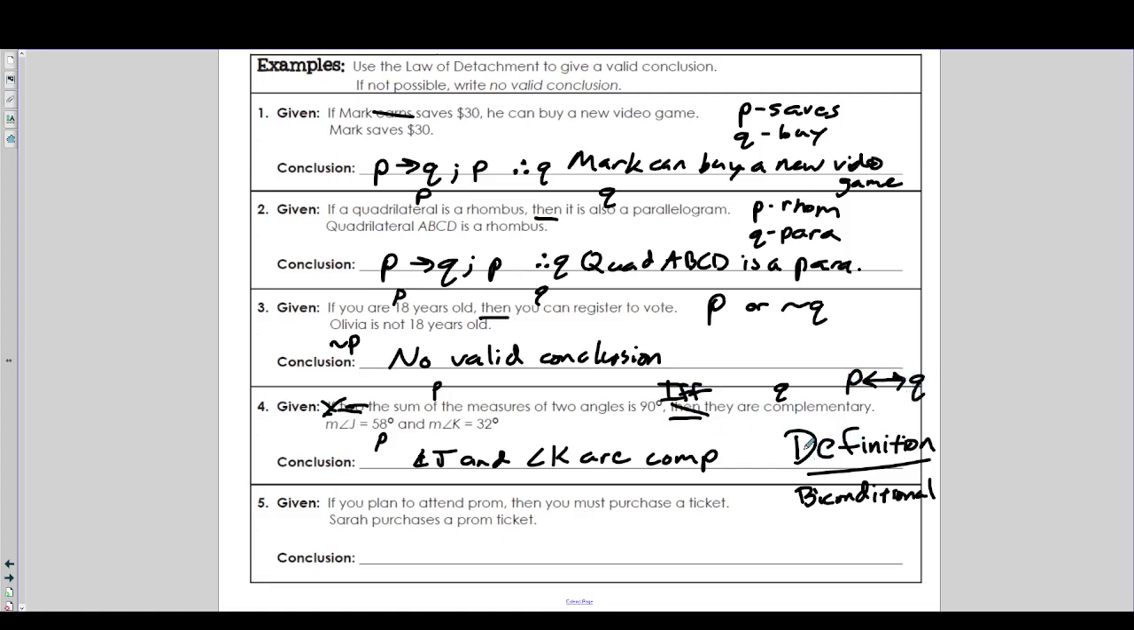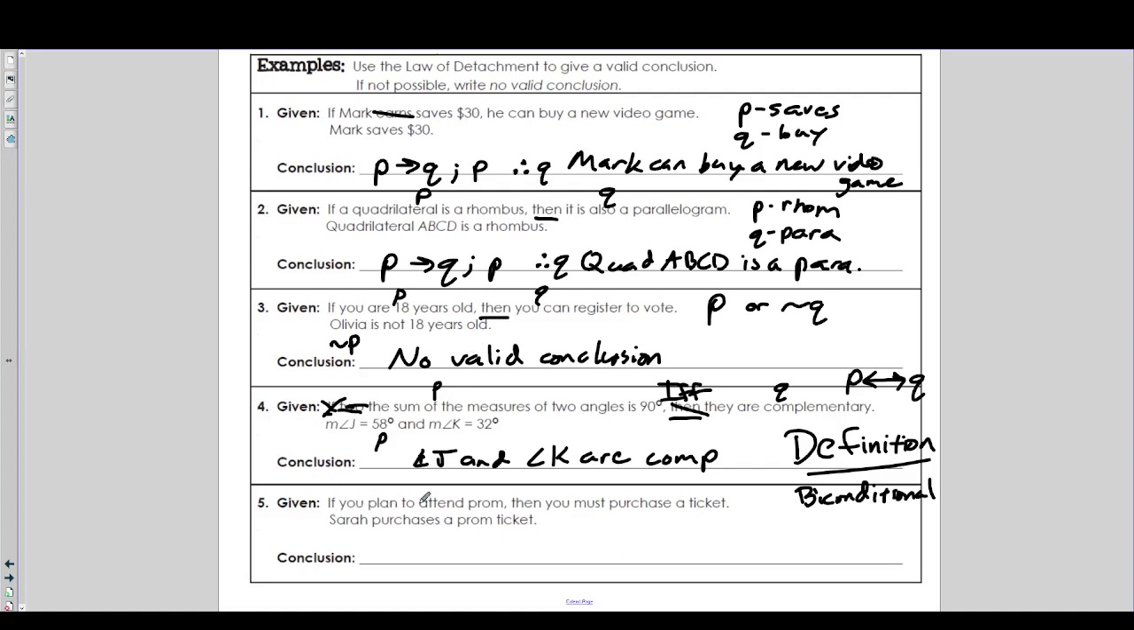So any definition is always a biconditional, but it's okay. They didn't present it this way, but the reason I wanted to point it out, because if they said measure of angle J and measure of angle K are complementary, your instinct tells you, yes, you could conclude that their sum is 90 degrees. And the reason you feel that way is because this one should be written as a biconditional, not a regular conditional. That allows us to say that not only are the conditional and contrapositive logically equivalent, but also the inverse and converse are true as well.